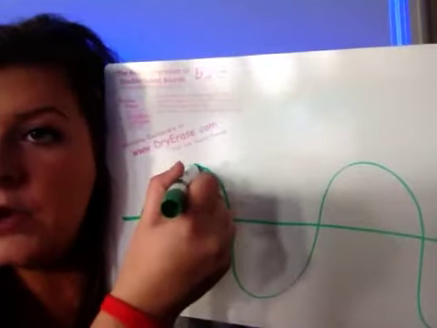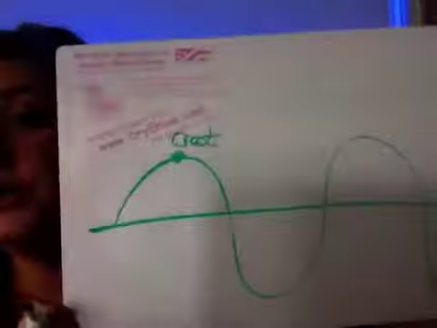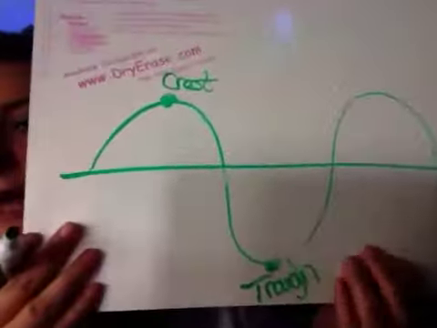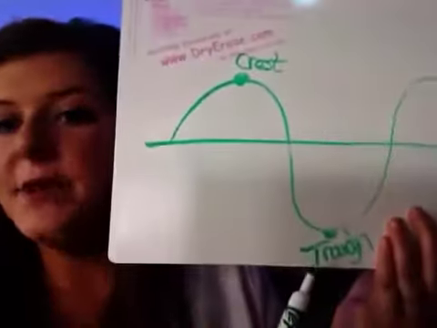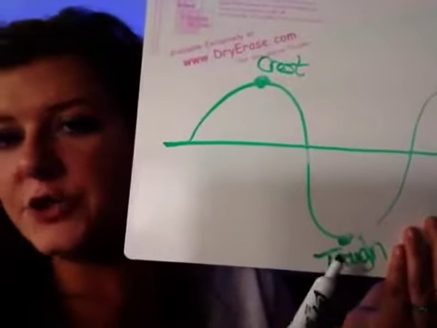Point here, the top point on a wave is called the crest. So let's go ahead and label that. The high point on a wave is called the crest, and the low point on a wave we call the trough. Those things are already labeled for you on that next slide, okay? So the high point on the wave is called the crest, the low point is called the trough.